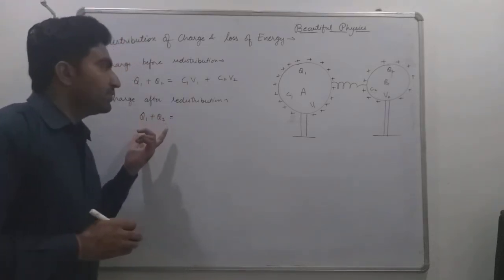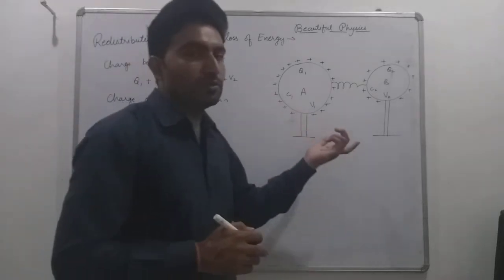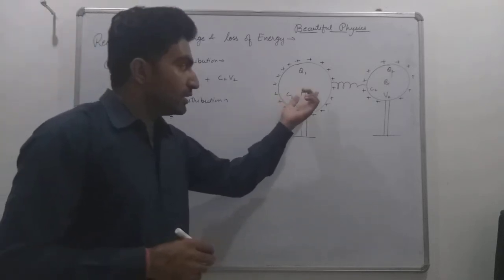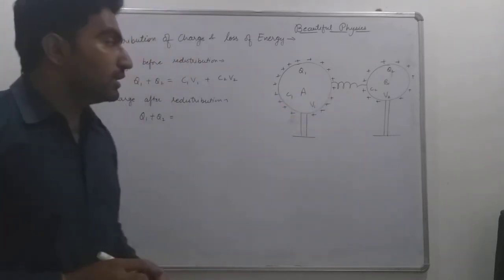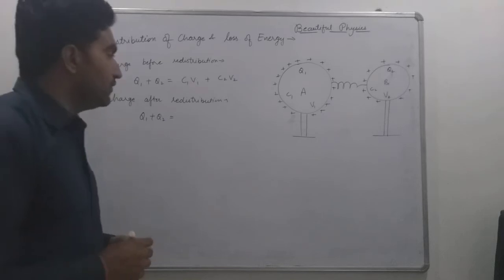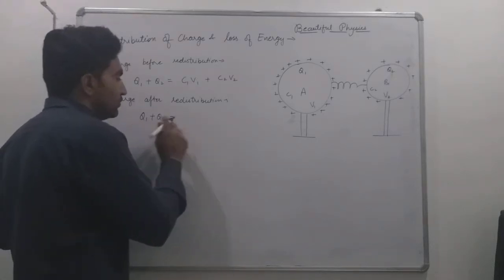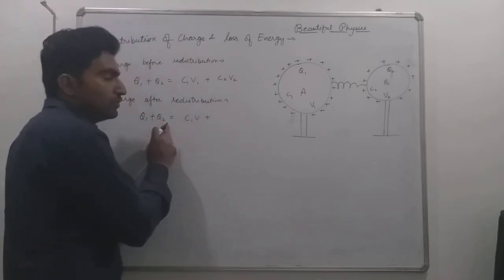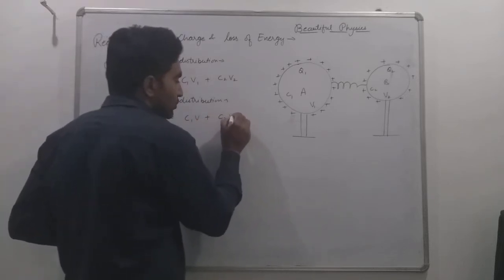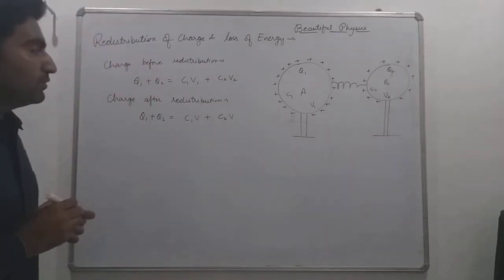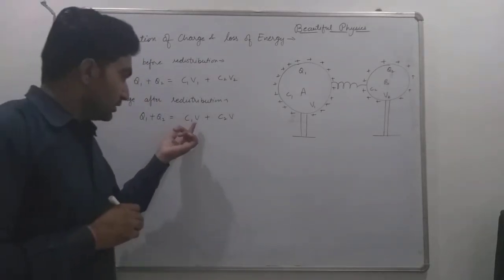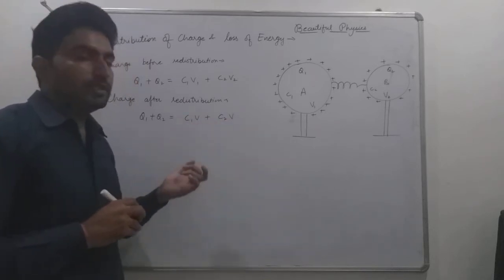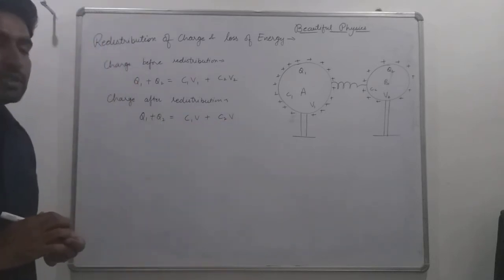Charge will remain the same, it will again be equal to q1 plus q2, but now the conductors acquire a common potential V. So we can write in place of q1 as c1v plus in place of q2 we can write c2v. So c1v plus c2v is equal to q1 plus q2.